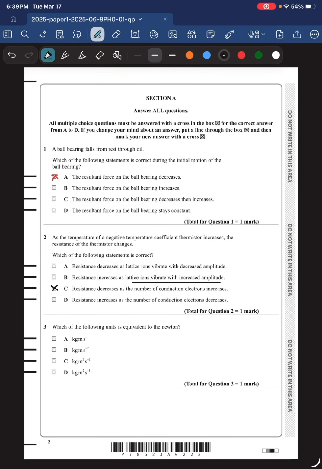Okay, 3. Which of the following units is equivalent to a Newton? Okay, so the way to work this out is to write a formula that involves newtons. So that's F equals ma. Okay, and the square brackets denote that we are working with the units of each physical quantity. So the newton is equal to the kilogram, which is the unit for mass, and the unit for acceleration is meters per second squared. And we can read immediately that the correct answer is B.